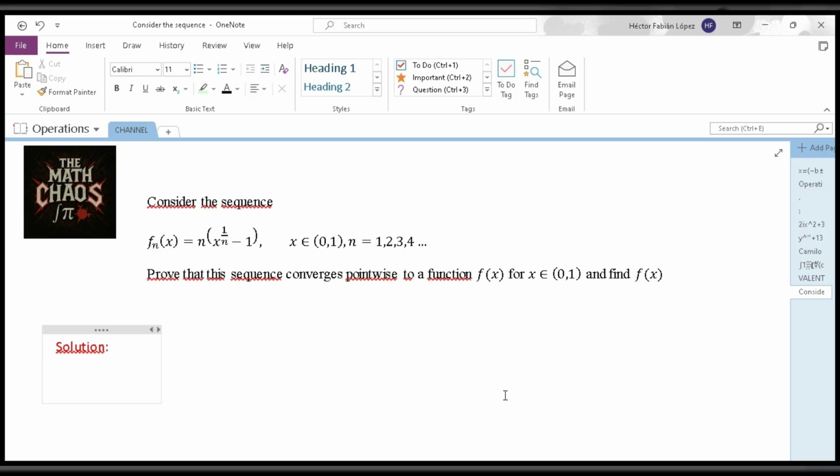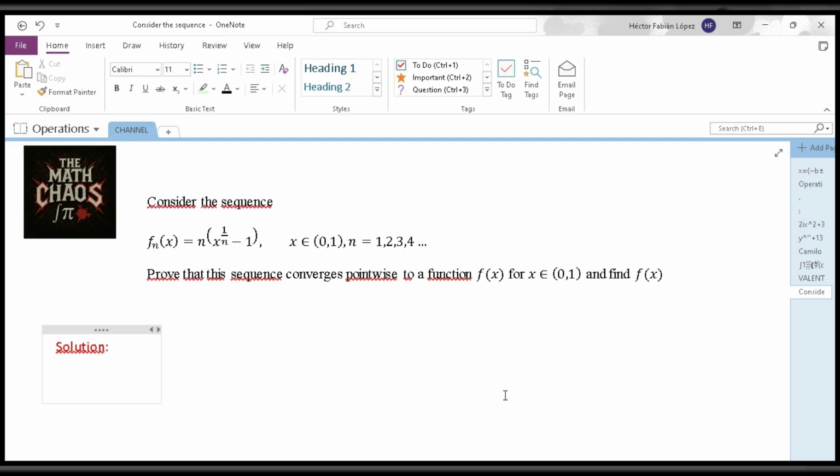For today, we have this exercise. Consider the sequence f_n of x equal to n times x to the 1 over n power minus 1, such that x is in the interval 0, 1, n equal to 1, 2, 3, 4, and so on. We have to prove that this sequence converges pointwise to a function f of x in the interval 0, 1. Then we have to find this function when it converges.